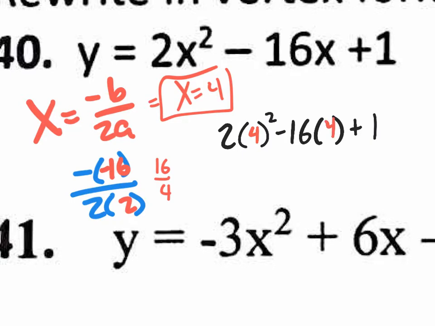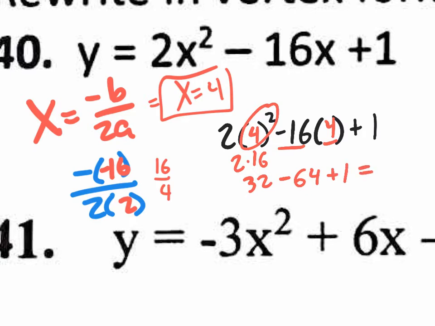You could do all this with the calculator. 4 squared is 16, 2 times 16, that's 32. Negative 16 times 4, that's, I believe, 64. I hope I'm right. Hopefully you guys could do that. Double check that on the calculator. Then plus 1 at the very end.